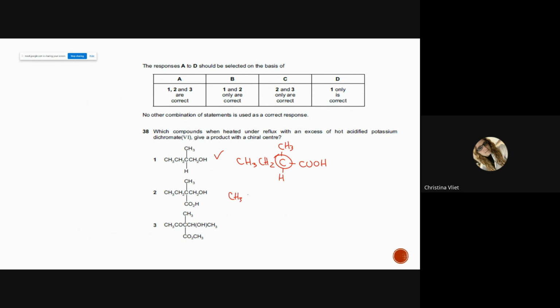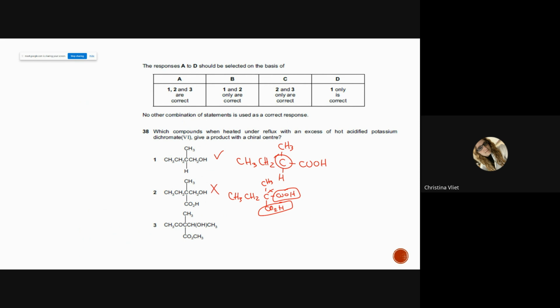What type of alcohol is that? It's on the end. Primary. It's primary, so it turns this to a carboxylic acid. Is this carbon chiral? That's the one on the right at the bottom. COOH and CO2H are the same thing. Do you agree? Yes. So because these are the same, it's not chiral. So we can cross off, so it's either A or D.